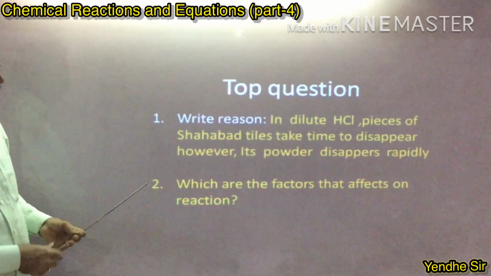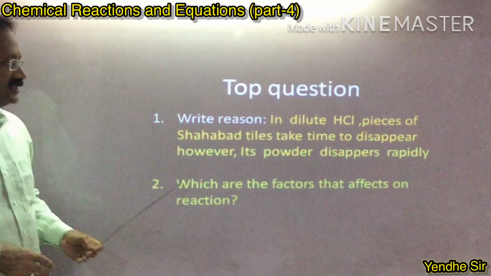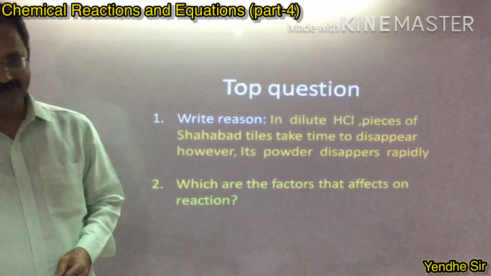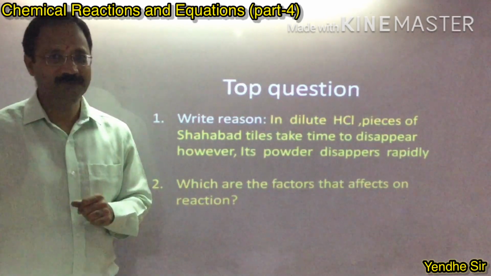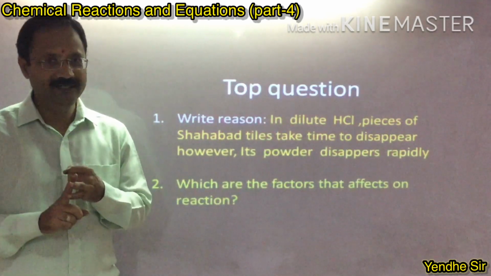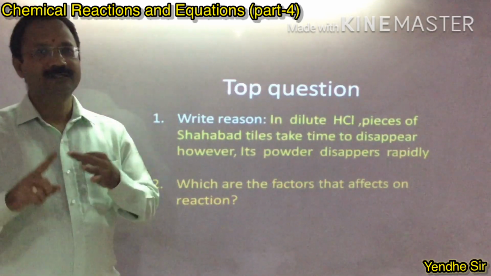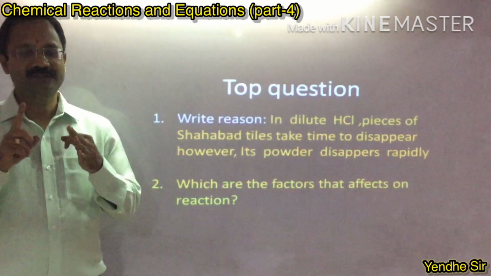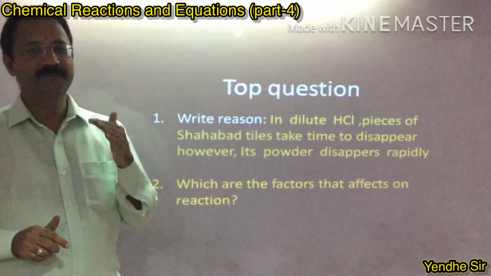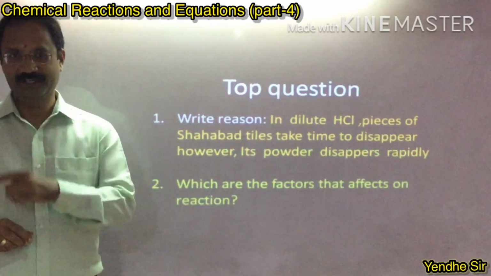Now let's see the second question. Which are the factors that affect the rate of reaction? I know that you know it well. We have seen the nature of reactant. Second, catalyst. Third is the size of particle. Fourth, temperature. And the fifth is concentration.